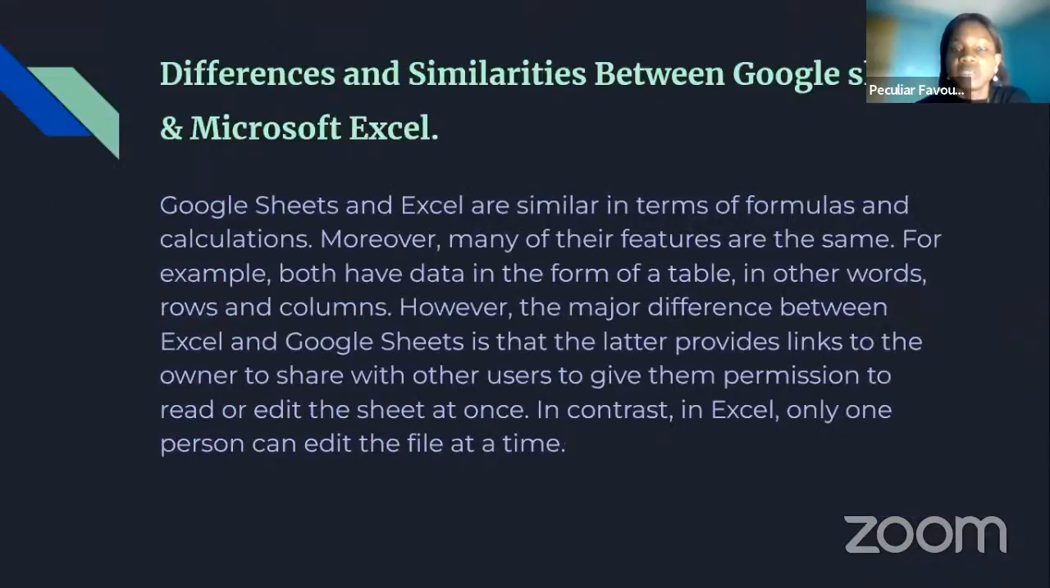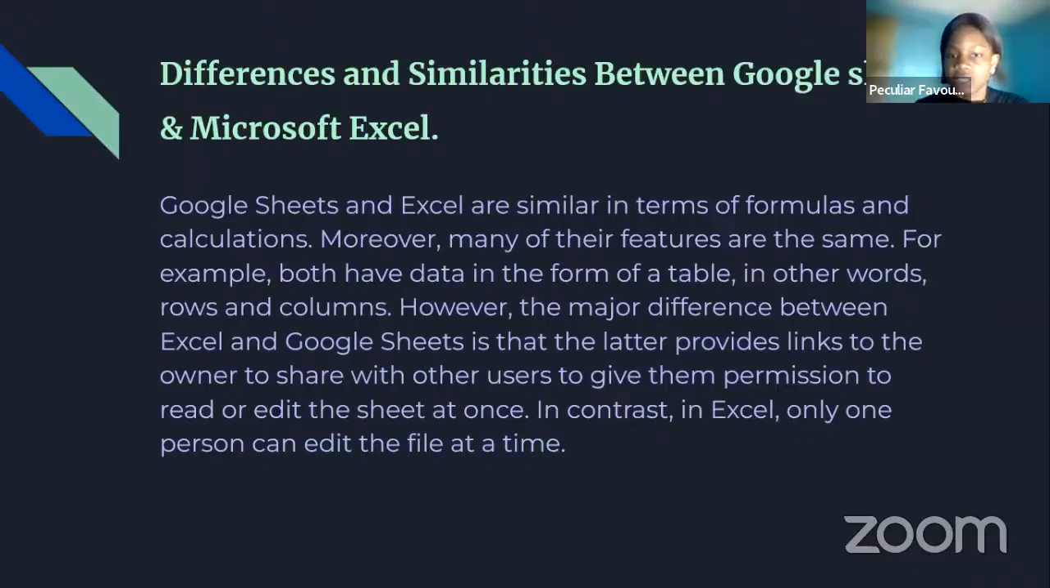Differences and similarities between Google Sheets and Microsoft Excel. Google Sheets and Excel are similar in terms of formulas and calculations. Moreover, many of their features are the same. For example, both have data in form of a table. In other words, they have rows and columns. However, the major difference between Excel and Google Sheets is that the latter provides a link to the owner to share with other users, that's Google Sheets, to give them permission to read or edit the sheet at once.